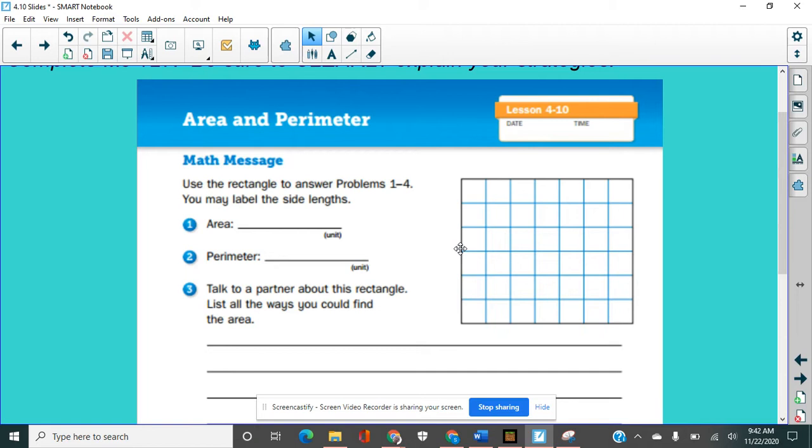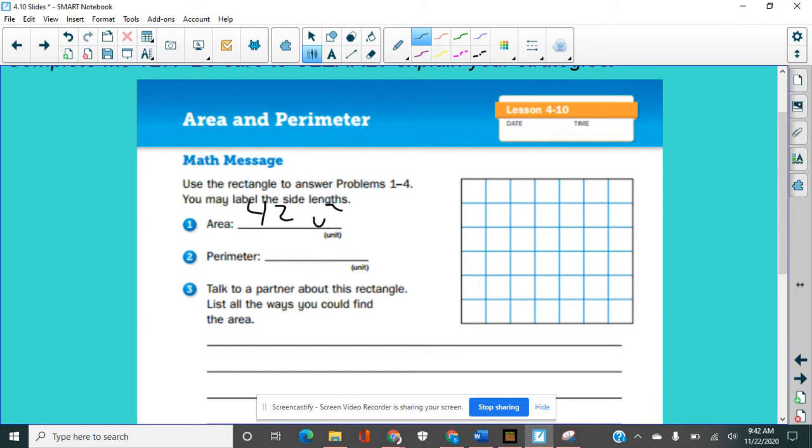42. Okay, 42. If you counted every square, you got 42. If you counted by sevens, you got 42. And if you did 6 times 7, you got 42. Okay, units squared. Perimeter is around the outside.